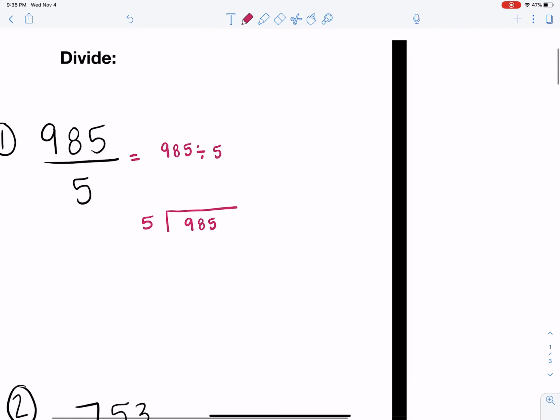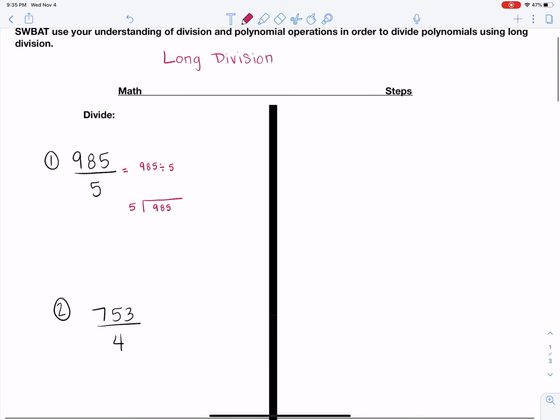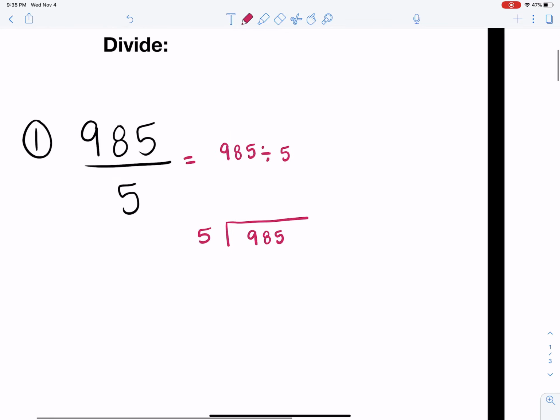Yes, today is 2-column notes and we're going to have our math and then our steps. We're not going to write the steps for these first two examples because this is just reminding you of what you already know. We will write the steps for our new examples, or for what's new to you, okay?